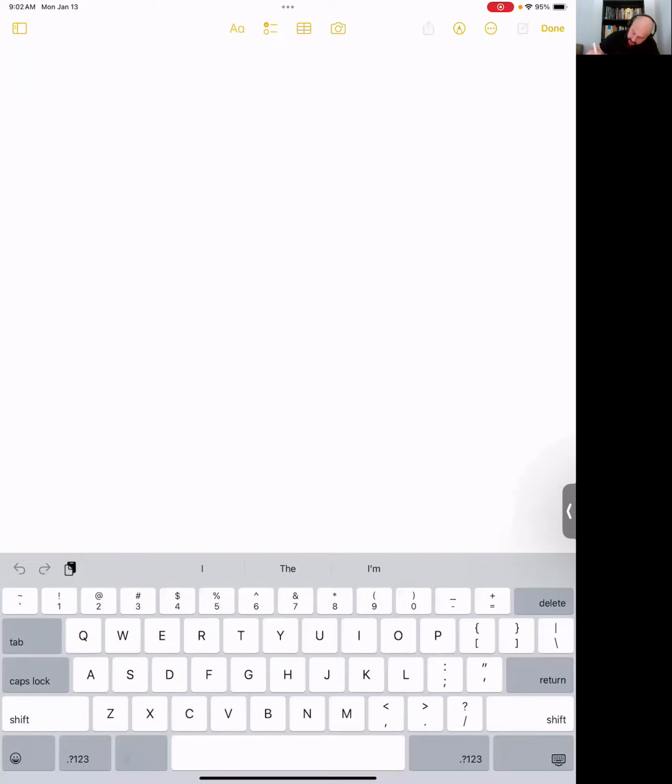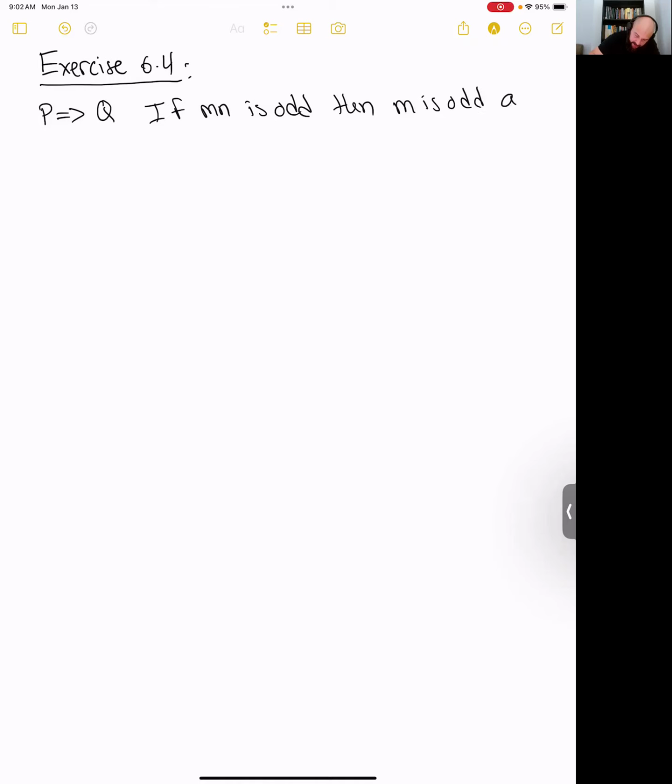Okay, so let's continue to look at some examples of proving things by contrapositive. Here we're going to look at an exercise from the book. This is exercise 6.4. And the implication that we're going to prove is that if m times n is odd, then m is odd and n is odd.